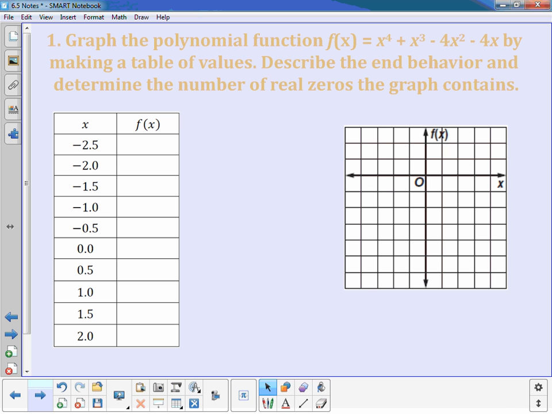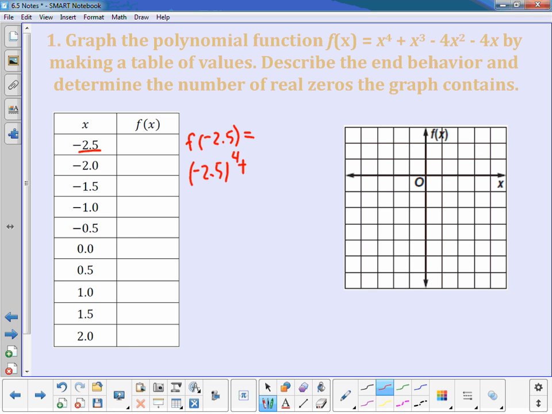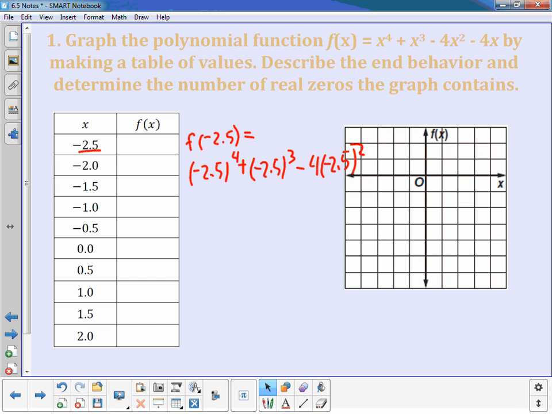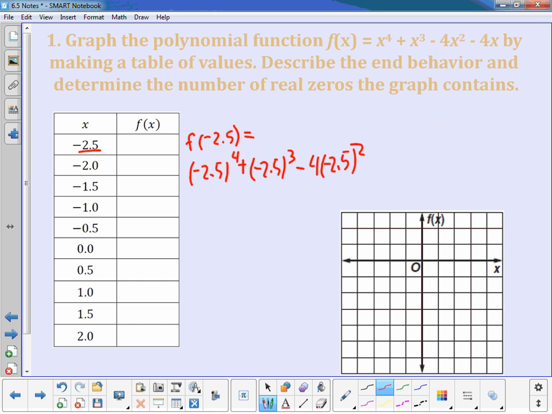I've set up the table for you and put in the x values. You're just going to go through and plug in the x value. So for negative 2.5, I would plug it into my function. That's going to equal negative 2.5 to the fourth plus negative 2.5 to the third minus 4 times negative 2.5 squared, minus 4 times negative 2.5. I'm running out of room here, so we'll slide the graph down a little bit.